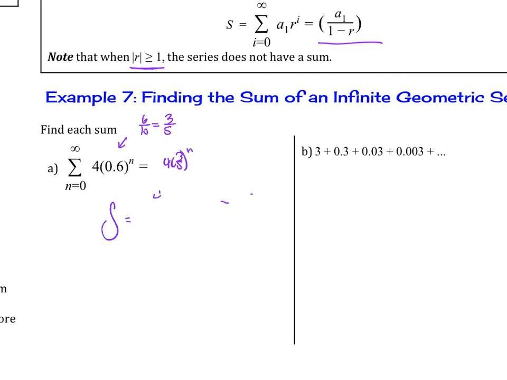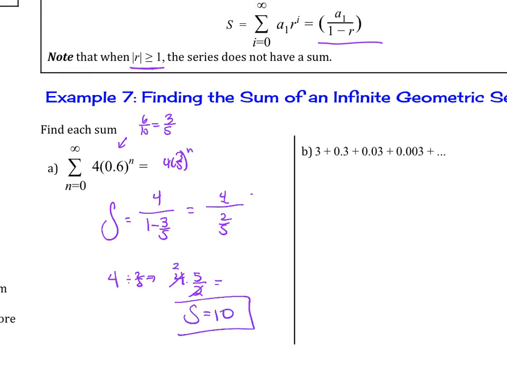S equals the first term, 4, over 1 minus 3/5. So this is going to be 4 over 2/5. And then 4 divided by 2/5. So just to write it out, that is really 4 times 5 over 2. So 2 goes into 4 2 times. And so we find the sum of this series is 10. So it's really, really nice.